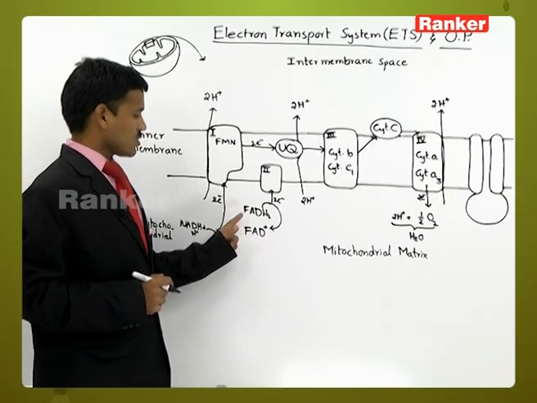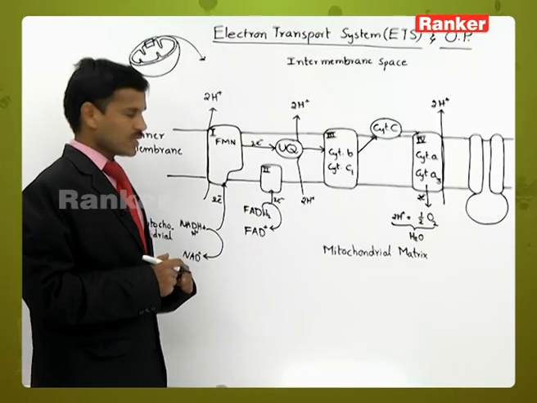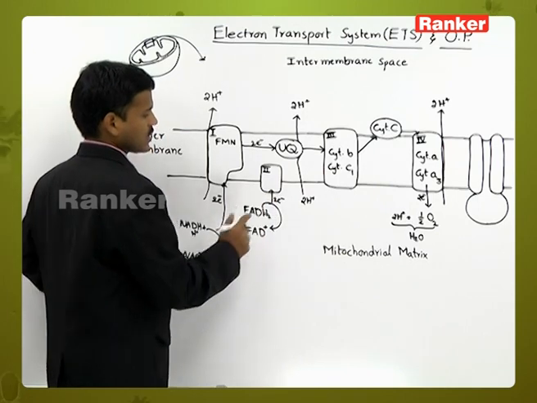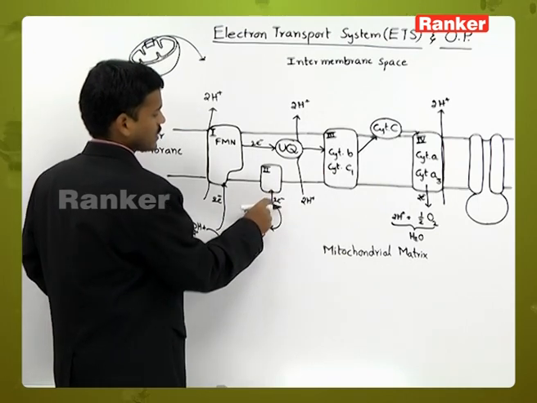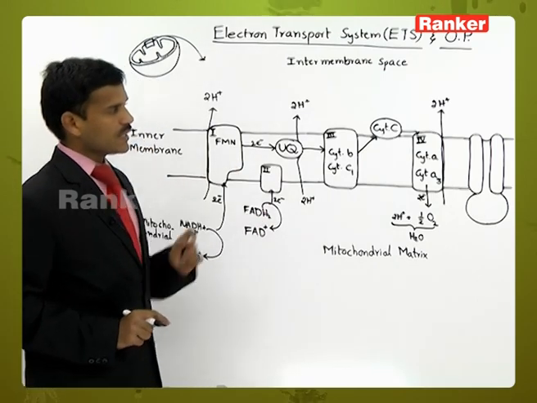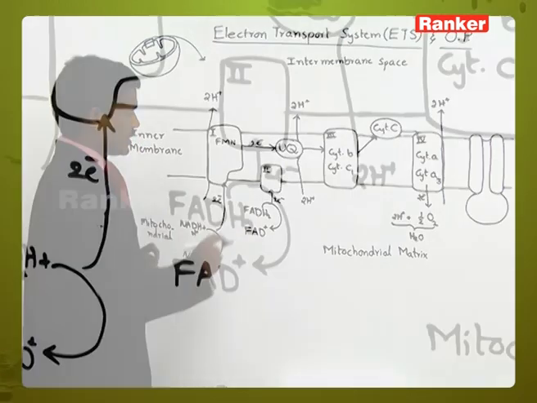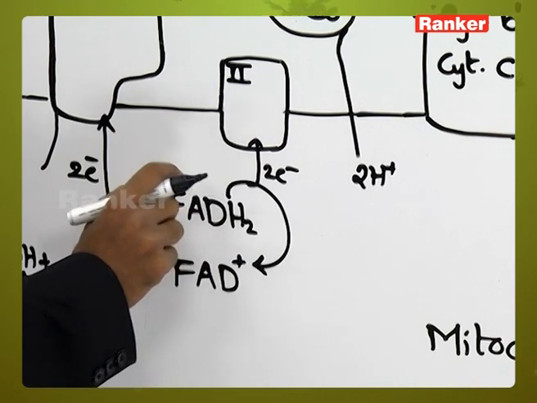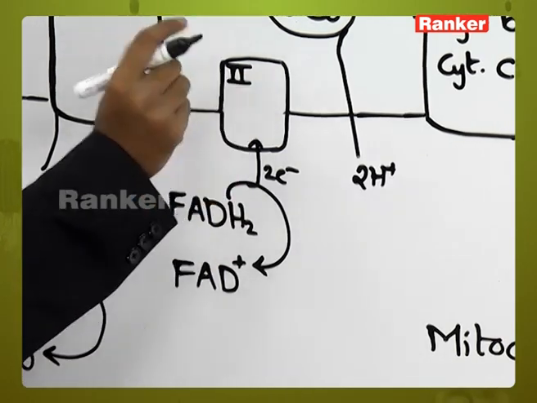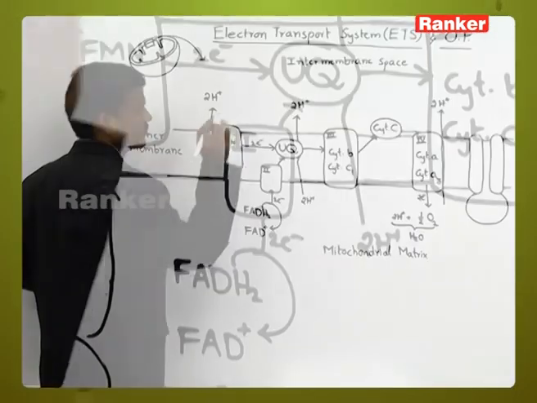FADH2 is synthesized in the Krebs cycle. So FADH2 is oxidized to release electrons. Here 2 electrons are released and transported to the second complex. The second complex is the succinate dehydrogenase enzyme. So in the presence of this enzyme, FADH2 is oxidized and electrons are released. These electrons are received by the second complex, and the electrons move to ubiquinone.